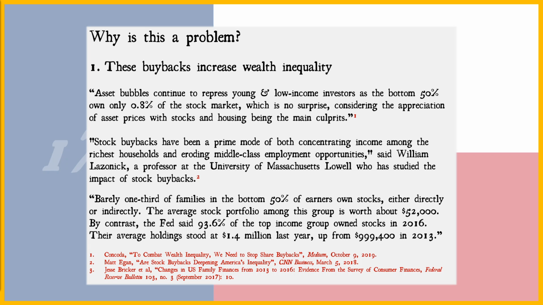By contrast, the Federal Reserve Bank said 93%, call it 94%, of the top income group owned stocks in 2016. Their average holdings stood at 1.4 million, which is up from 999,000 in 2013. They're getting richer off of this. The more they can drive up their company stock, the more money they make. That's why they do this. And it has huge impacts and huge downsides to those of us out in the real world hoping to see the economic growth that we need to have more opportunities and aspire to something better.